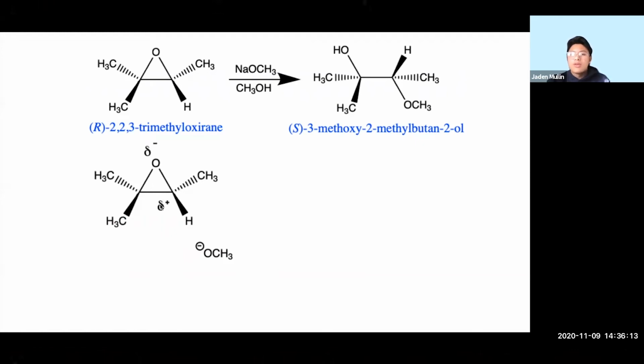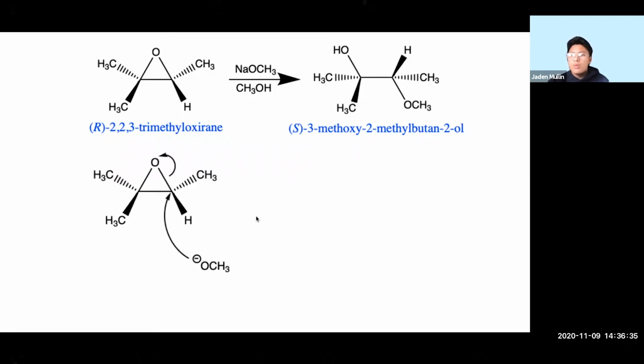This makes it so that the carbons will have a partial positive charge while the oxygen will have a partial negative charge. Because of the partial positive charge, strong nucleophiles will be attracted to the carbons and will want to attack it. But this begs the question of which carbon will accept the electrons.